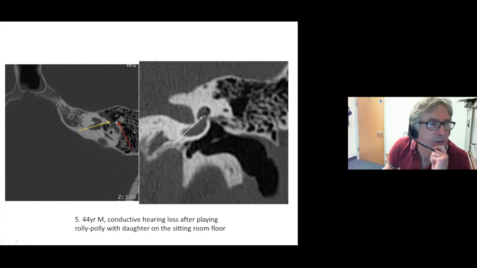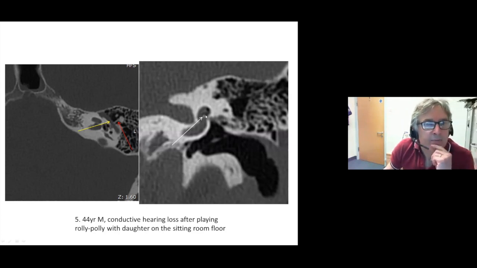And that's the long process of the incus, which is sort of trying to make a hole in the facial nerve canal. This is the tympanic portion of the facial nerve canal just here. So we've got disruption of the ossicular chain. Okay, a very abnormally orientated incus. There's the long process. Should be pointing downwards before articulating with the stapes.